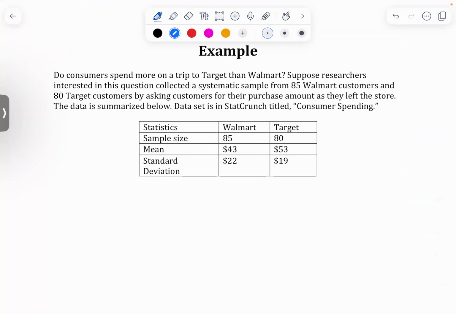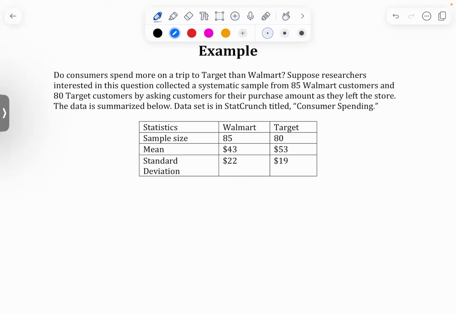Okay. So, do consumers spend more on a trip to Target than Walmart? Suppose researchers interested in this question collected a systematic sample of 85 Walmart customers and 80 Target customers by asking customers for their purchase amounts as they left the store. The data is summarized below and in StatCrunch titled Consumer Spending.